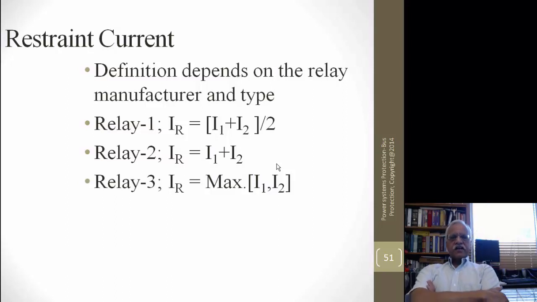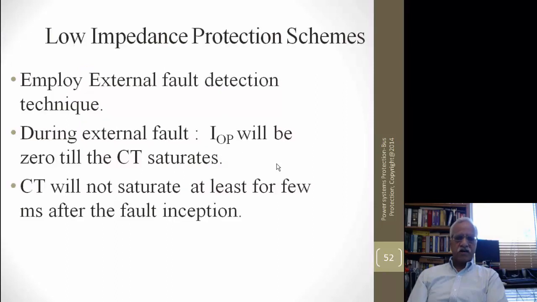Definition of the restraint current depends on the type of the relay, as I told you. If I have two inputs, I1 plus I2, one relay manufacturer puts it as I1 plus I2 by 2. The second one says I1 plus I2. The third one says maximum of I1 and I2, which we discussed before.